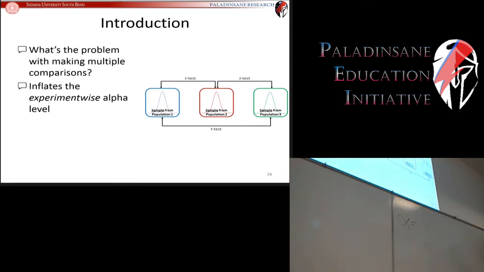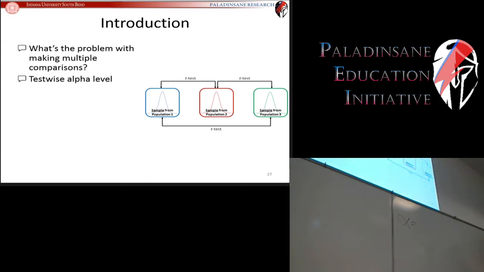So what do we mean by experiment-wise alpha level? Well, we'll contrast it with the test-wise alpha level. The test-wise alpha level is the alpha level for each test. The experiment-wise alpha level is the alpha level for the entire experiment. And these 2, test-wise and experiment-wise alpha levels, have been the same in the t-test because the t-test just does 1 test. So the test-wise and the experiment-wise alpha level are the same.